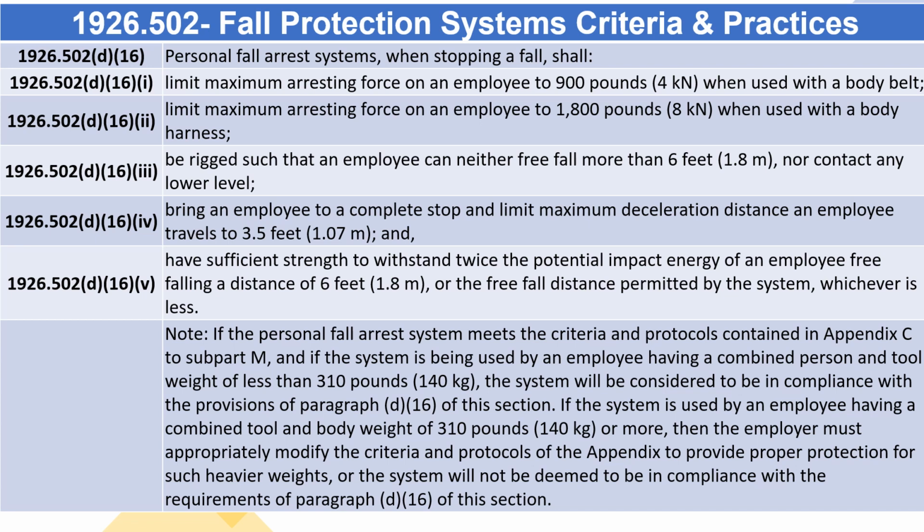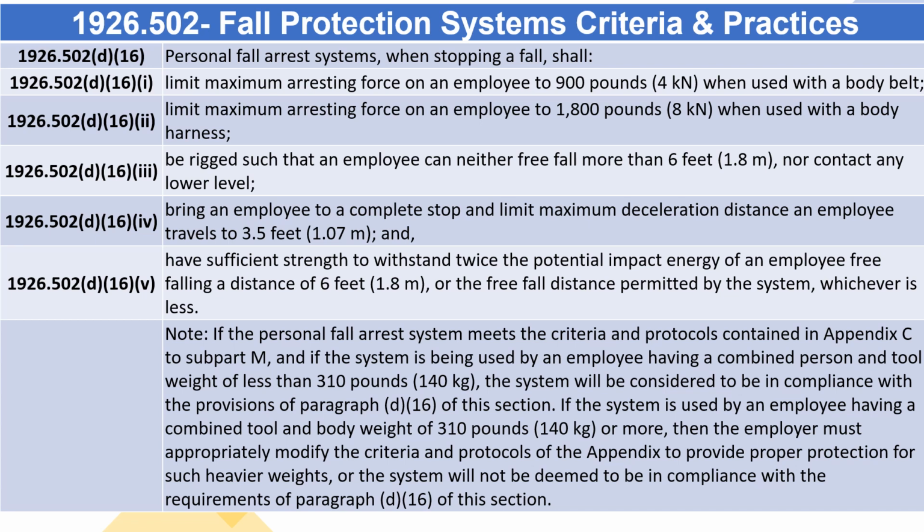(iii) Be rigged such that an employee can neither free fall more than 6 feet, 1.8 meters, nor contact any lower level. (iv) Bring an employee to a complete stop and limit maximum deceleration distance an employee travels to 3.5 feet, 1.07 meters, and (v) have sufficient strength to withstand twice the potential impact energy of an employee free falling a distance of 6 feet, 1.8 meters, or the free fall distance permitted by the system, whichever is less.